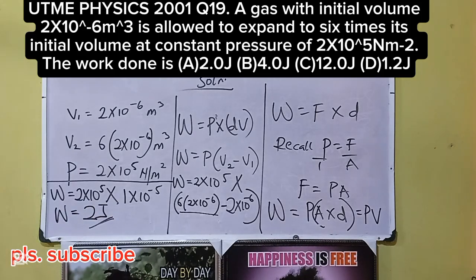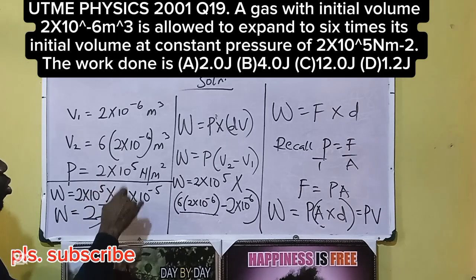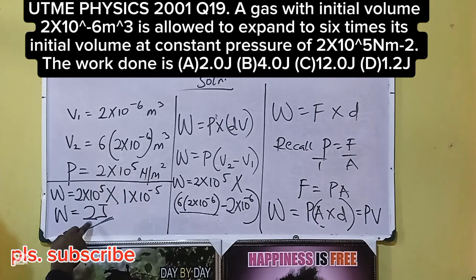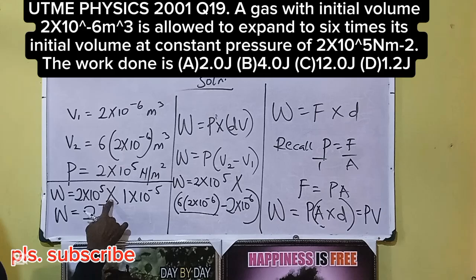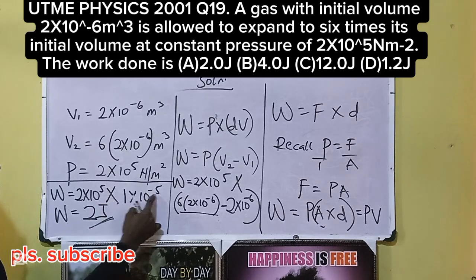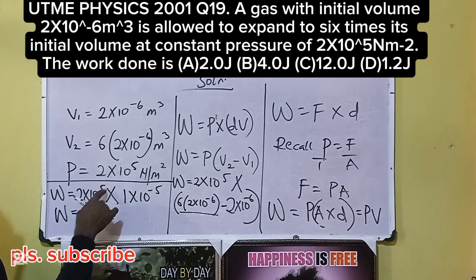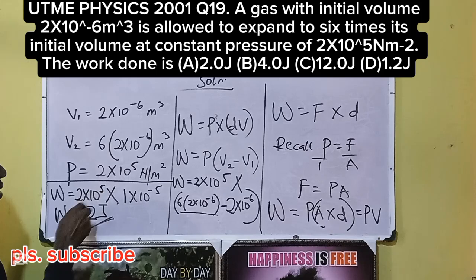joules. Work done is measured in joules. So 2 times 10 raised to the power 5 times 1 times 10 raised to the power minus 5. We'll be having 2 joules. 2 times 1 is 2. Then mathematically, 10 raised to the power 5 times 10 raised to the power minus 5. This is the multiplication law in indices. We add the powers: 5 minus 5 is 0. Anything raised to the power 0 is 1. That's why this cancels that. Then we now have 2 joules.